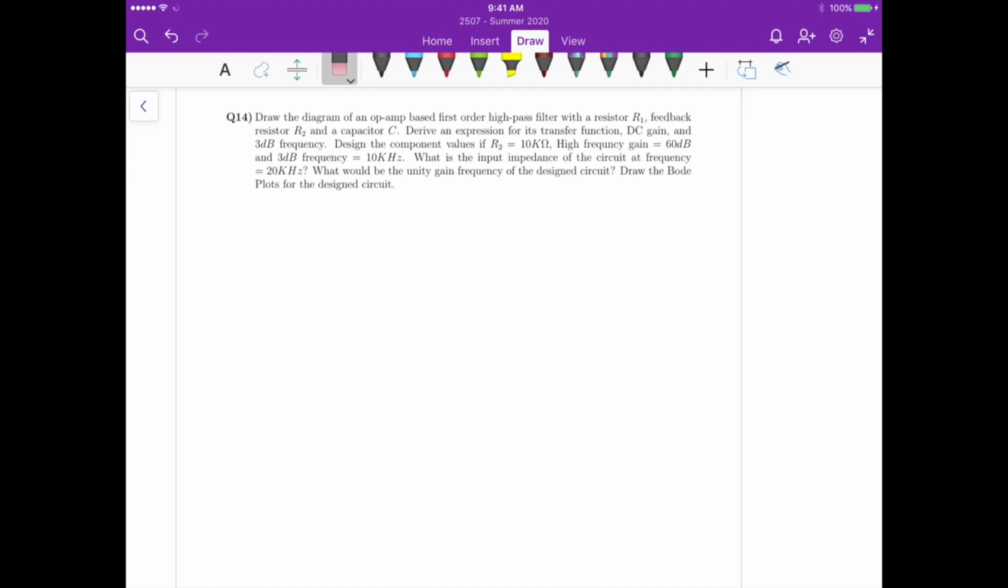Hello again, so this is question 14. For question 14, we have to draw a diagram of an op-amp-based first-order high-pass filter with a resistor R1, feedback resistor R2, and a capacitor C. So let's start drawing this circuit.